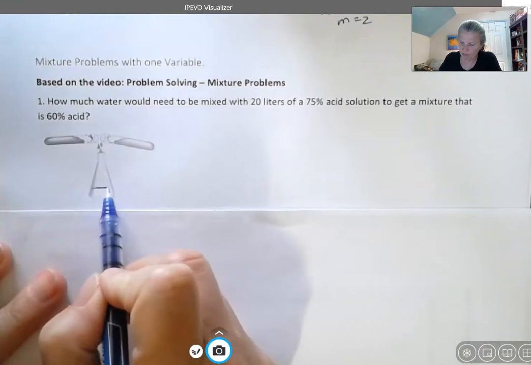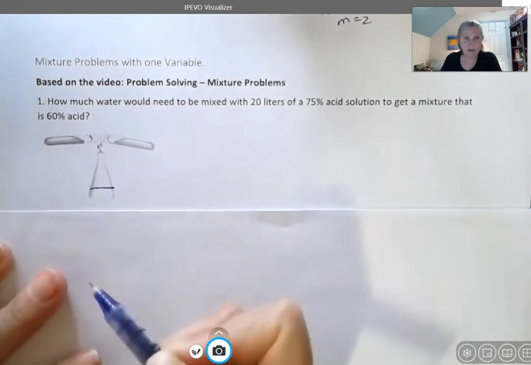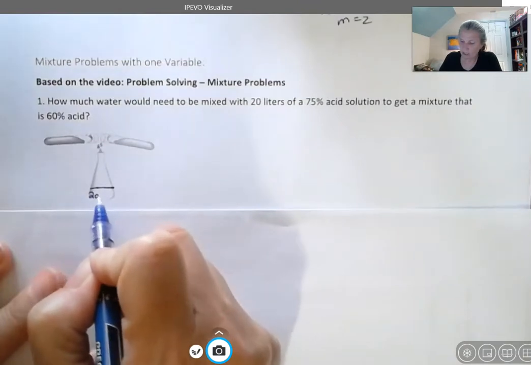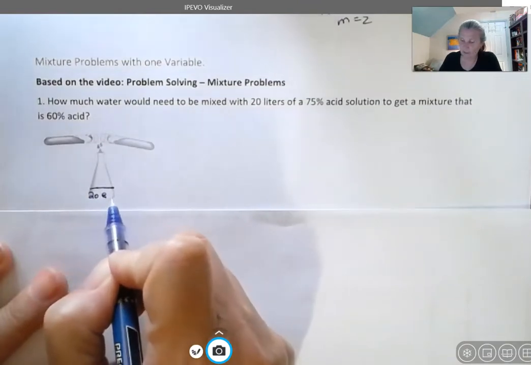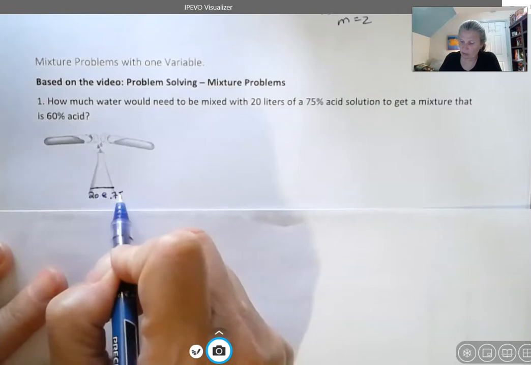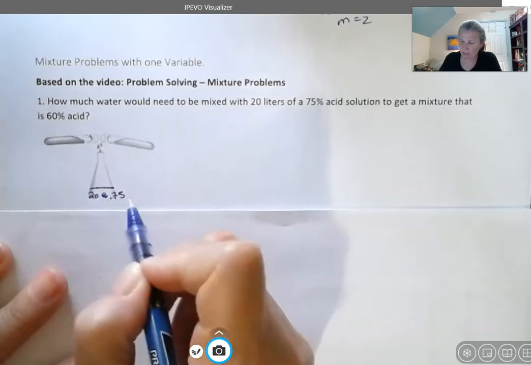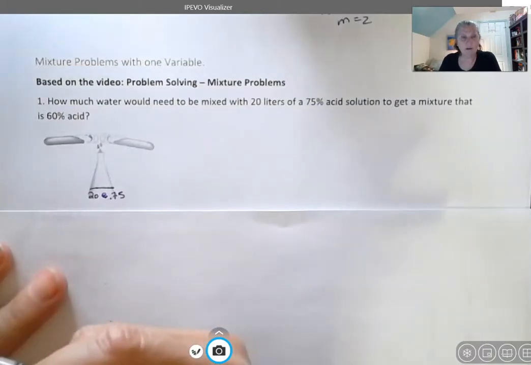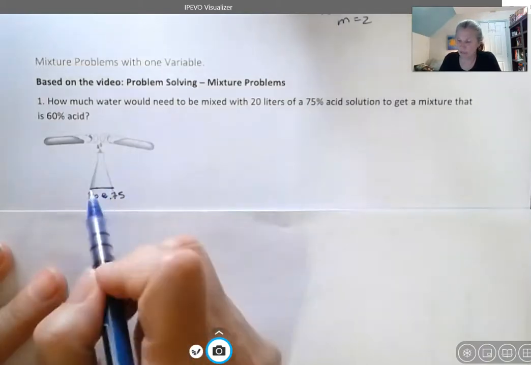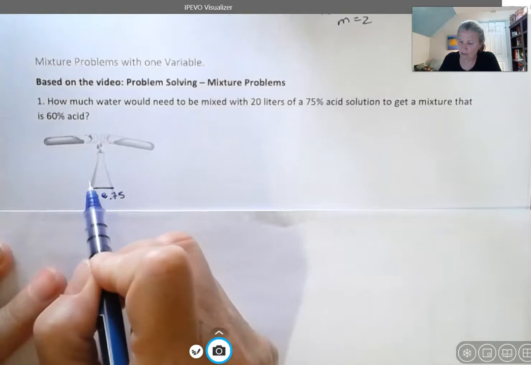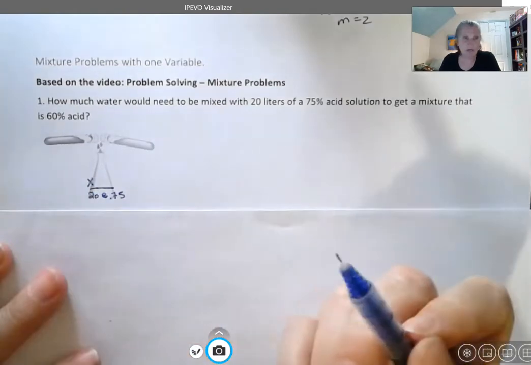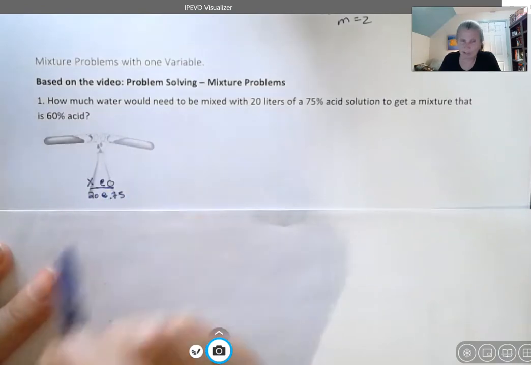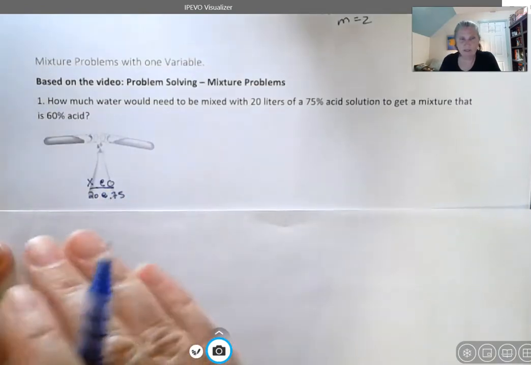So if you think about it this way, if we're first going to add some liquid, and when that goes in, we're going to have 20 liters, and let's say that that's at 75% because that's what the problem tells us, and I'm going to write that as 0.75. And then we're going to mix that with water. Well, how much acid is in water? Hopefully none. So we have some amount of water. I don't know how much. I'm going to call it X, and that is at 0%. Right? There's no acid in that.